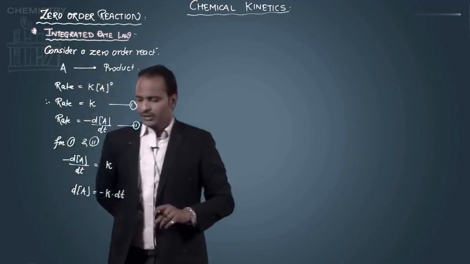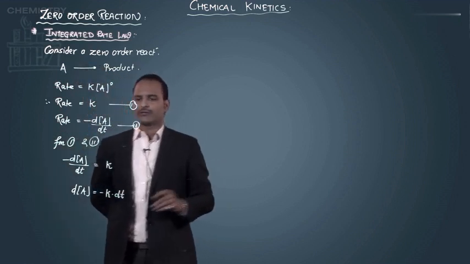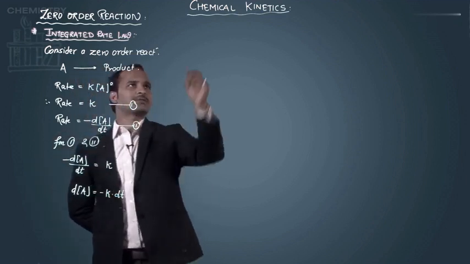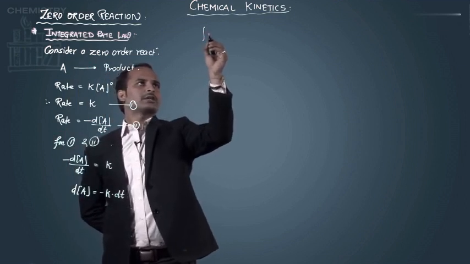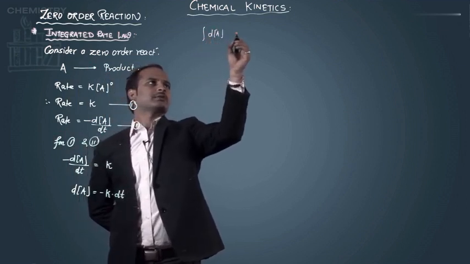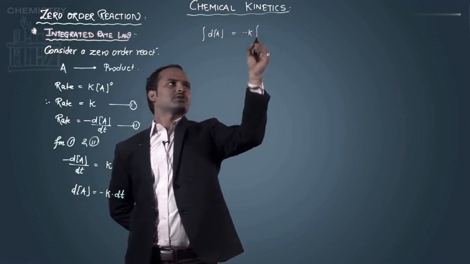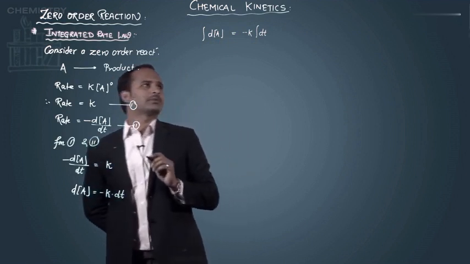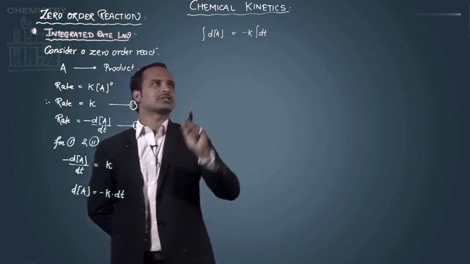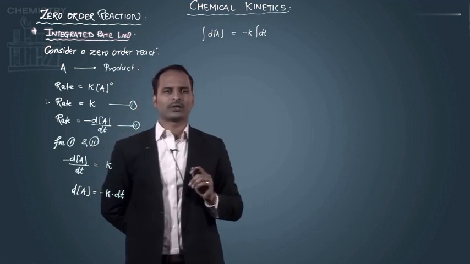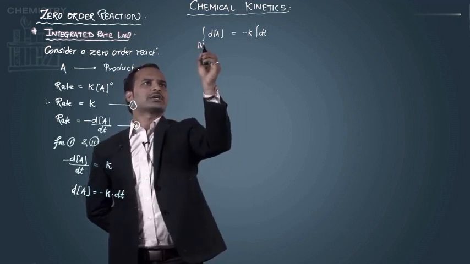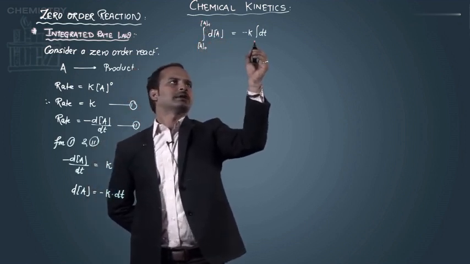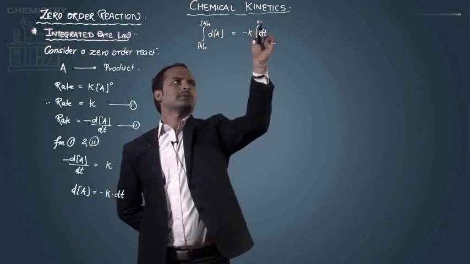Now whatever the terms we are having, it is in a differential form, but we want the formula for the whole equation. So let us remove this differential form by integrating. Integrating this equation, it is going to be dA is equal to K, which is a constant, and then integration of dt. Now here let us integrate within limits. For concentration, the lower limit is A0 and the upper limit is AT, and here it is 0 to t.